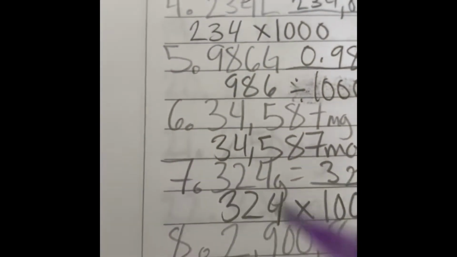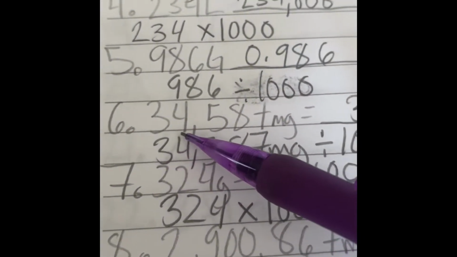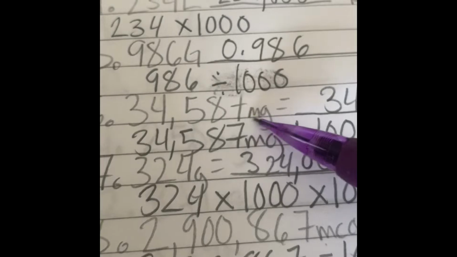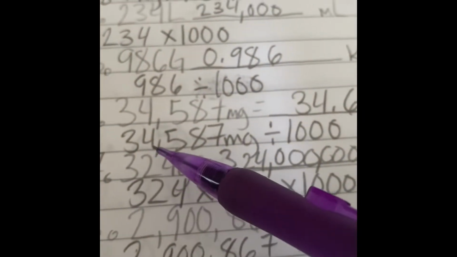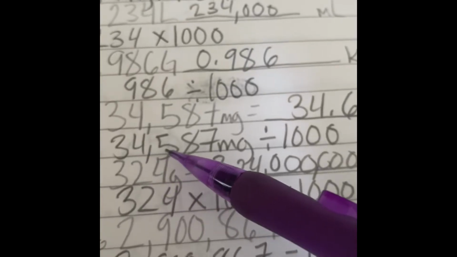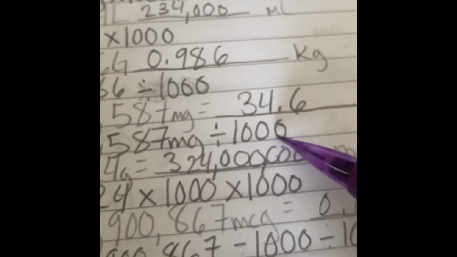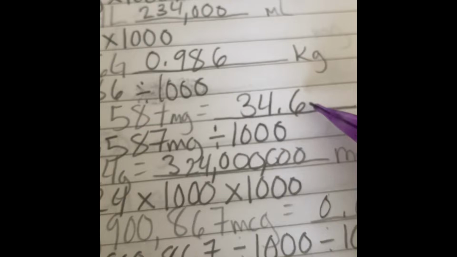Okay, so for number six, we have 34,587 milligrams, and we're turning that into grams. So we're going to do 34,586 milligrams, divide that by 1,000, which will give you 34.6.